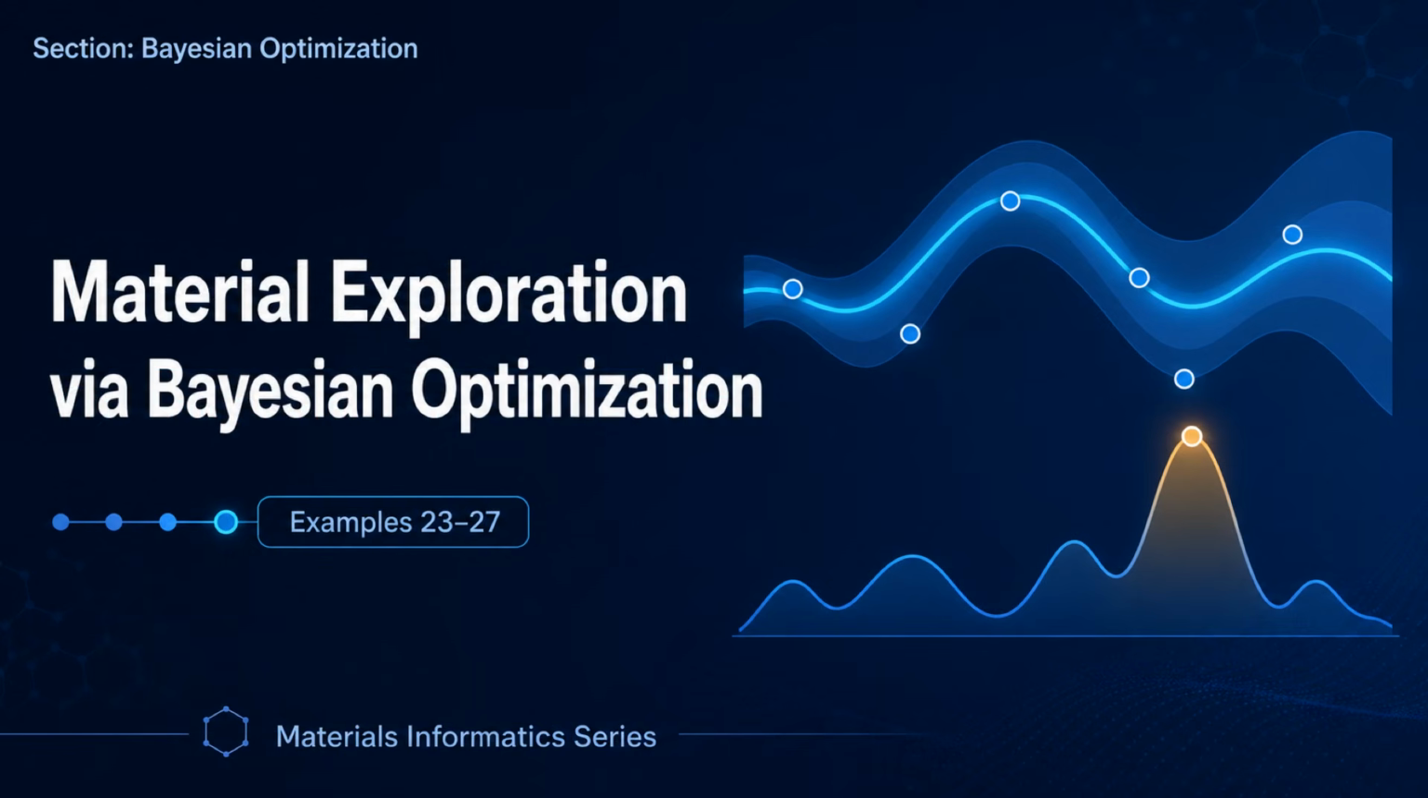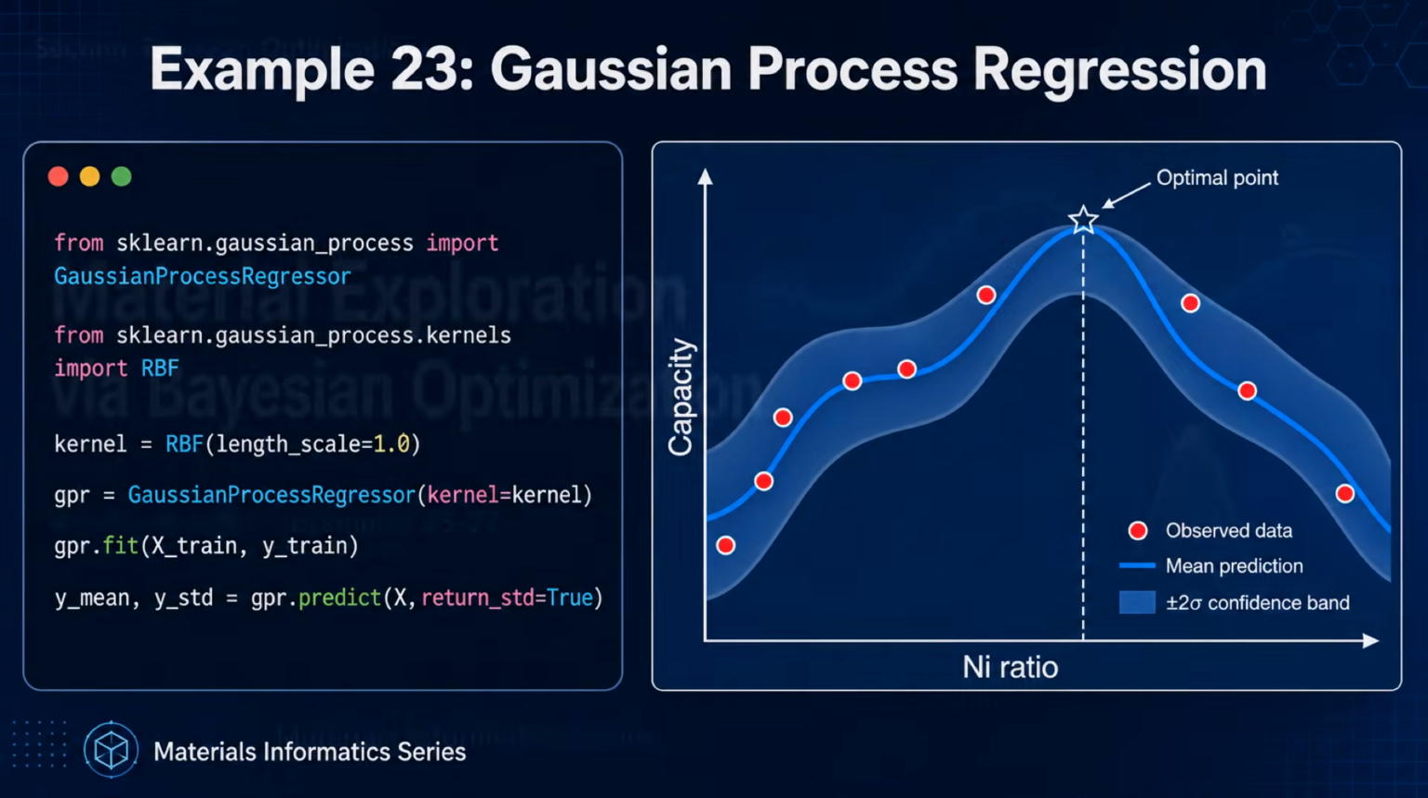Bayesian optimization intelligently selects the next material to test based on both predicted performance and uncertainty. In this section, we'll implement Gaussian process regression and optimization loops that dramatically reduce the experiments needed to find optimal materials. Gaussian processes provide probabilistic predictions with uncertainty estimates.